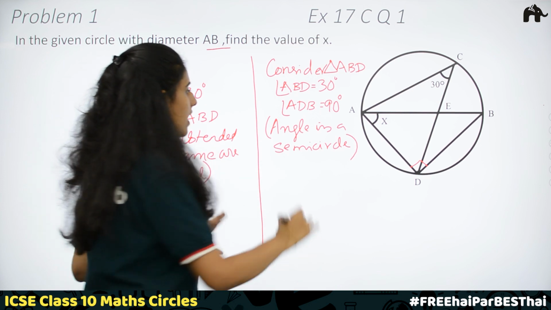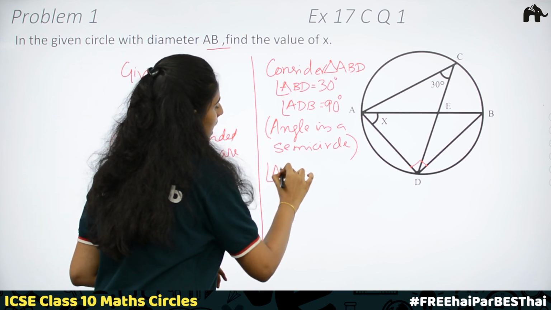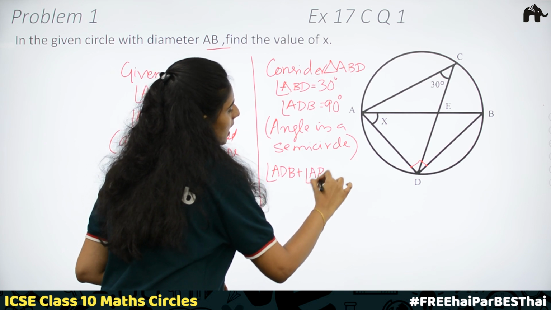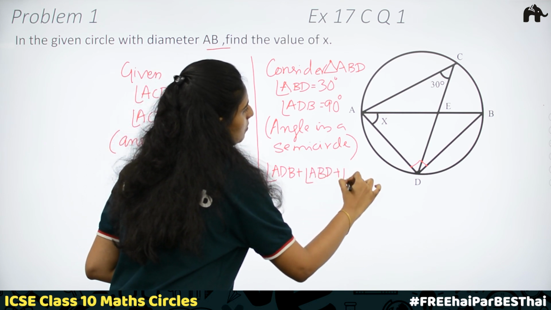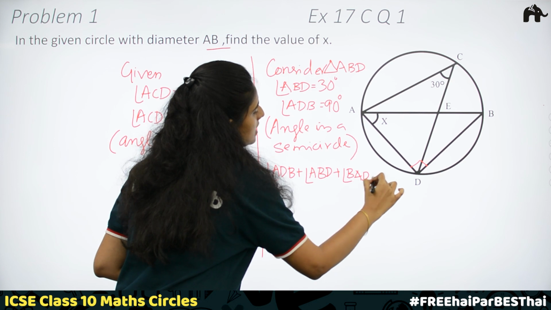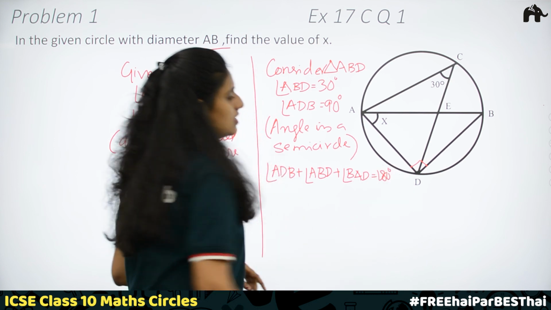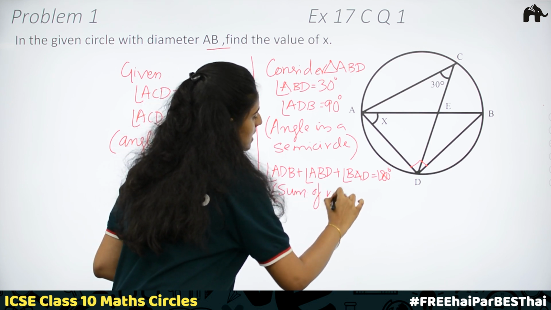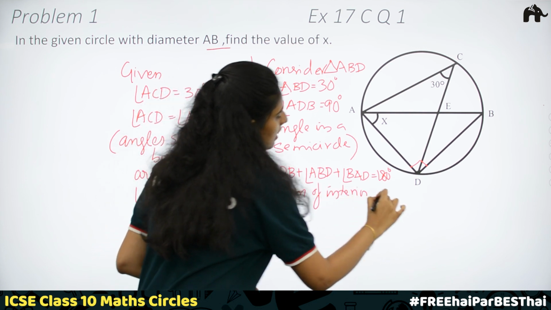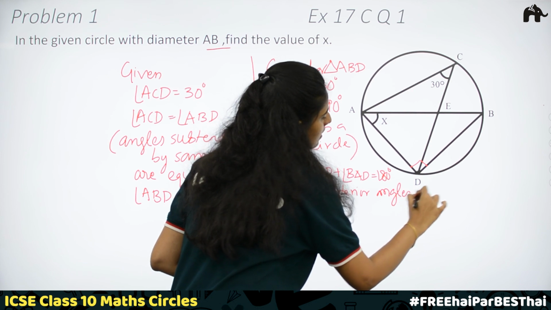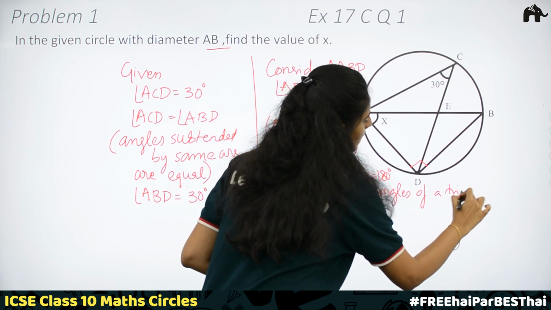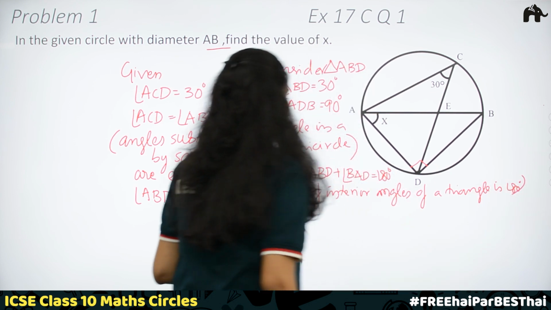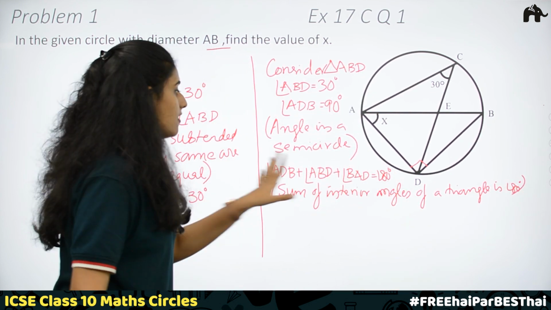Now we are having angle ADB plus angle ABD plus angle BAD is equal to 180 degrees. What is the reason? Sum of interior angles of a triangle is 180 degrees. Sum of interior angles of a triangle is 180 degrees.